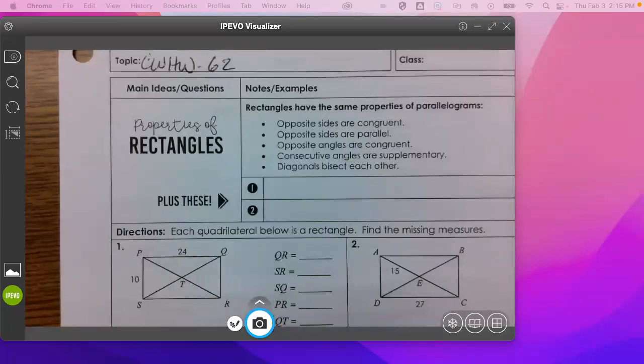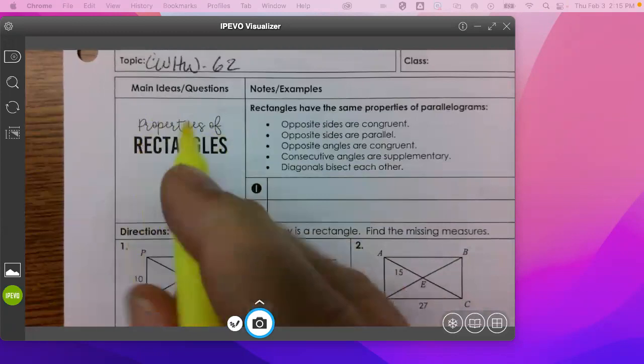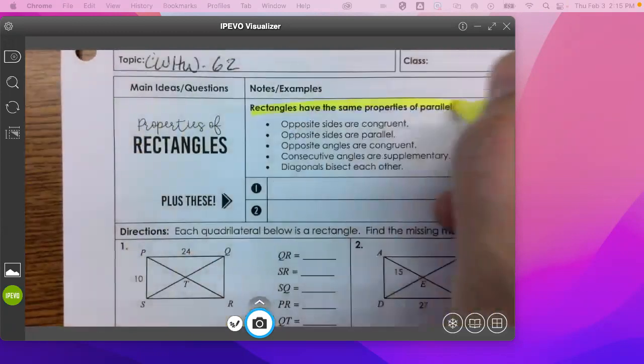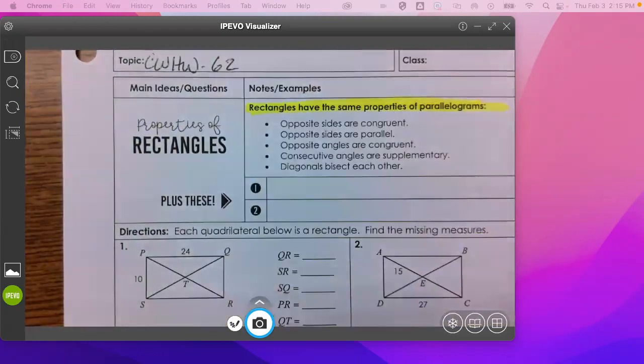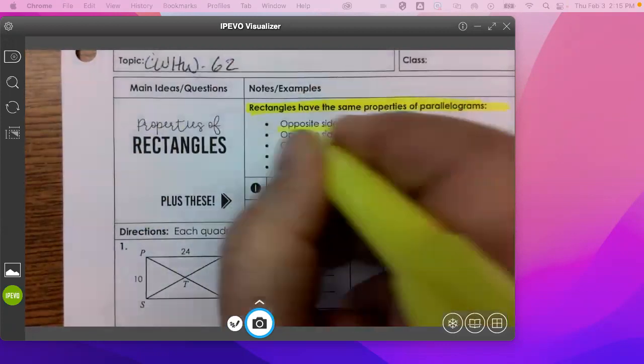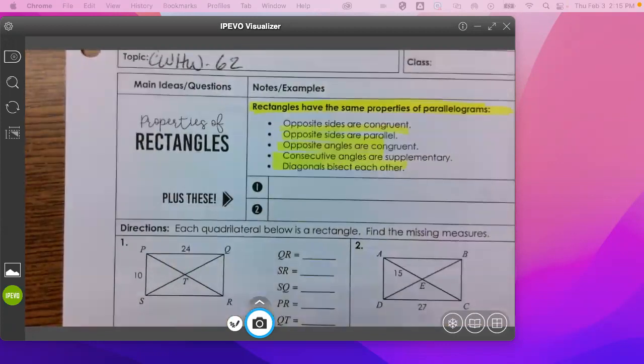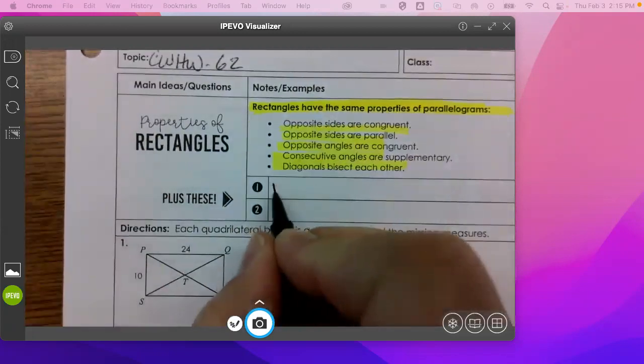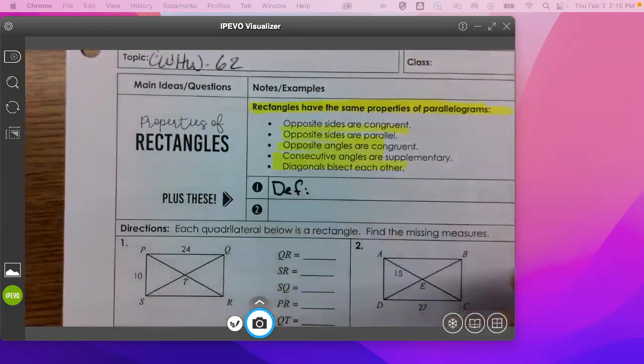So on this page of today's notes, what you're seeing is that rectangles are being represented, as we know, as having all the properties of a parallelogram. So everything we learned last class about parallelograms is true for rectangles. In addition to that, we've got a definition of a rectangle.